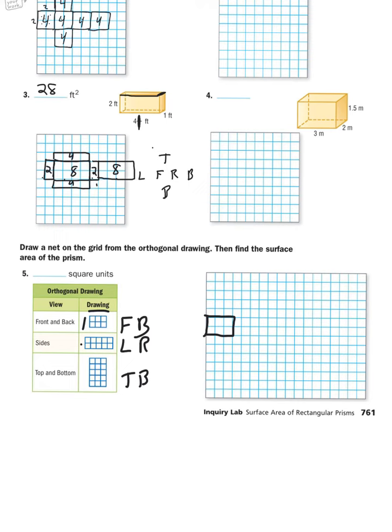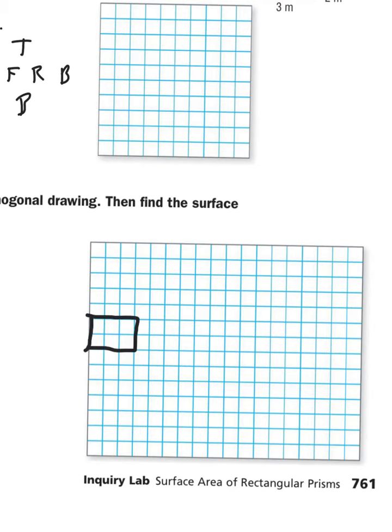Then I'm going to do, I already have my 2 going up and down, and 5 this way. So 1, 2, 3, 4, 5. Okay, then I repeat the one that was 2 by 3, and the one that was 2 by 5. Because remember, the front and the back are the same, the left and the right are the same.